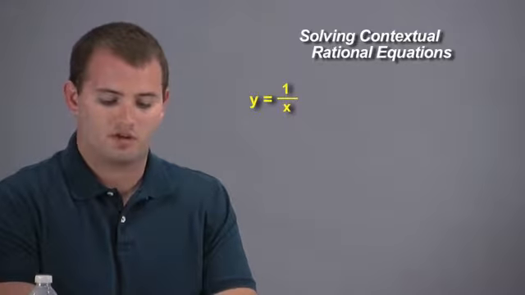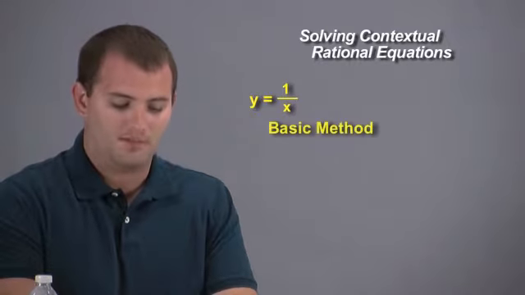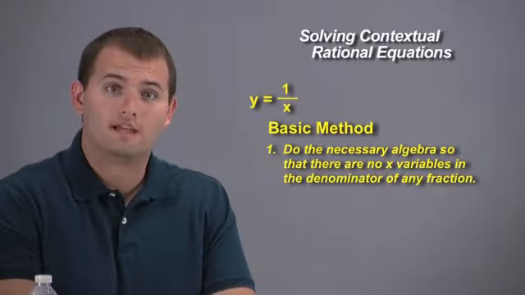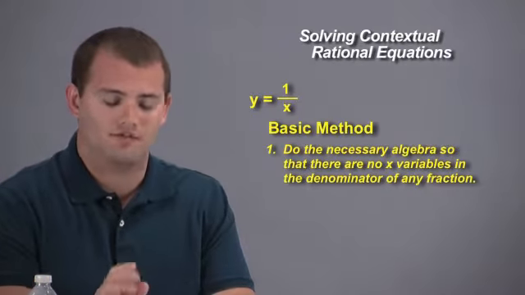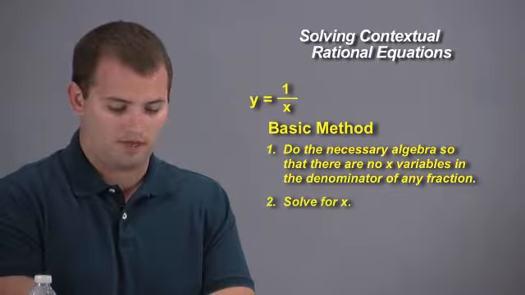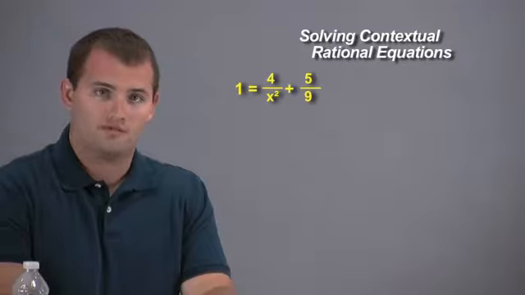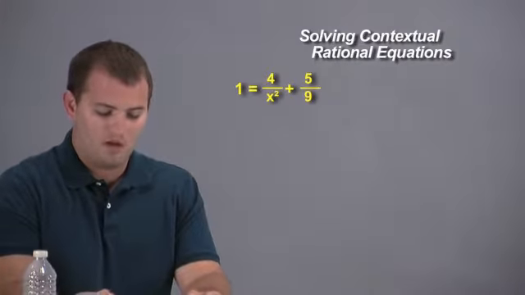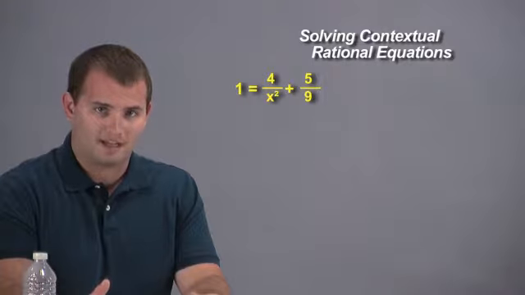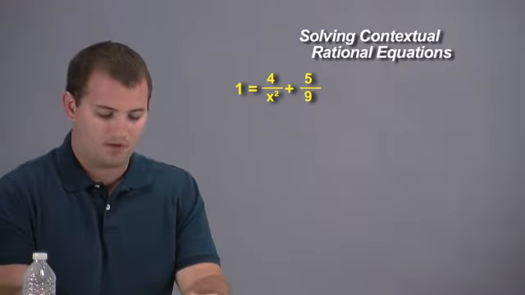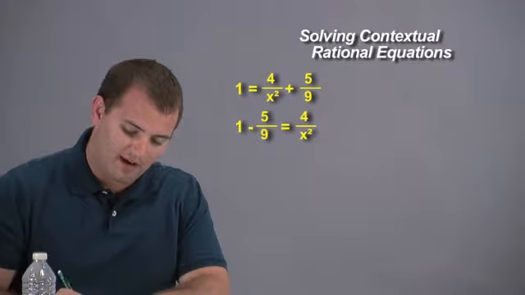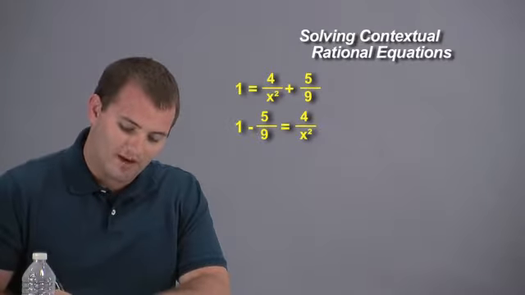First, we're going to approach the concept algebraically. The basic method is do the necessary algebra so that there are no x variables in the denominator of any fraction, and then we solve for x. Here's an example. 1 is equal to 4 divided by x squared plus 5 divided by 9. The first thing we should do to isolate x is to subtract 5/9 from both sides of the equation. And so it becomes 1 minus 5 divided by 9 is equal to 4 divided by x squared.